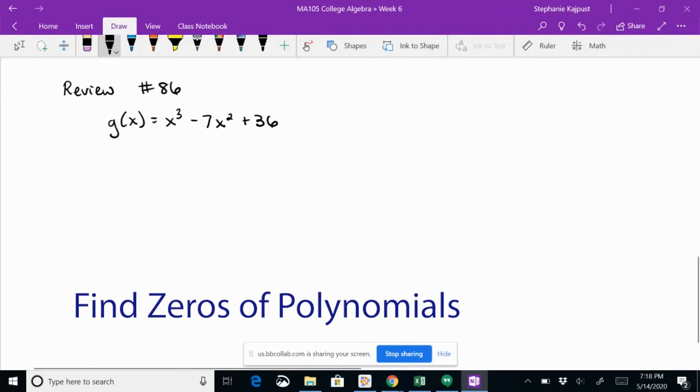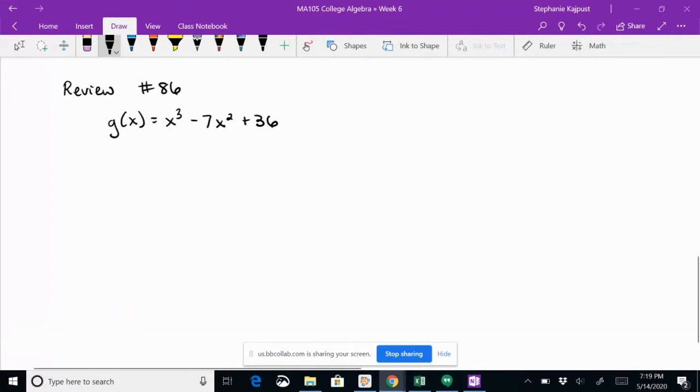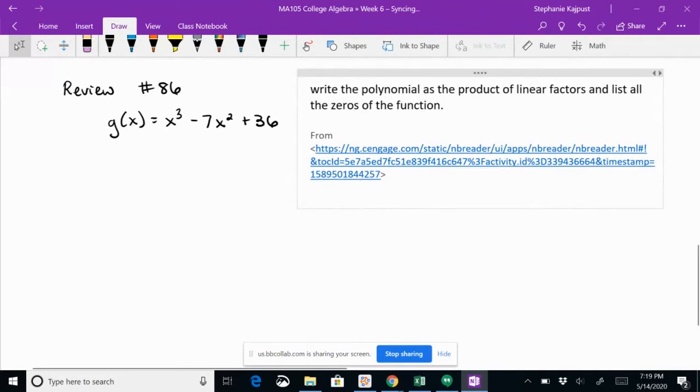And the directions specifically, I'm going to copy and paste these directions in. Write the polynomial as the product of linear factors and list all the zeros of the function. So the product of linear factors is basically just write it in factored form and then list all the zeros. Because it's not a quadratic, we can't just factor it like we would normally. We have to factor it by using synthetic division.